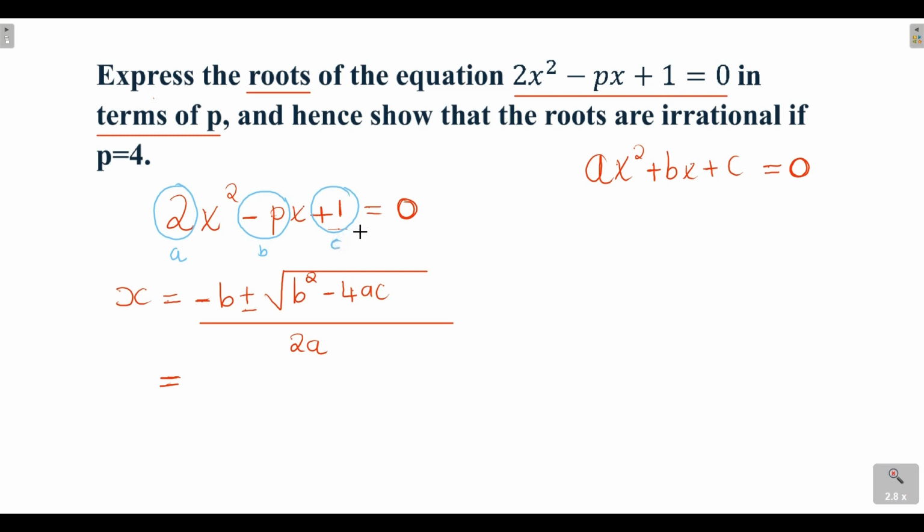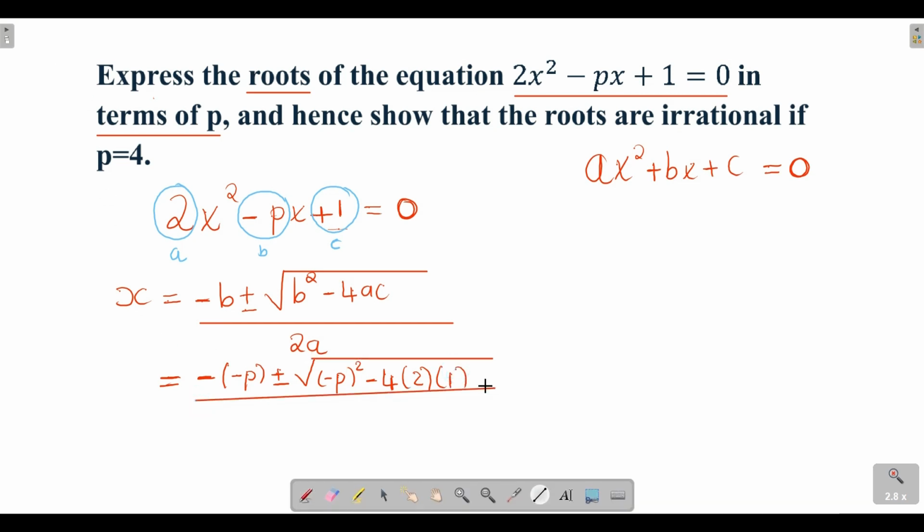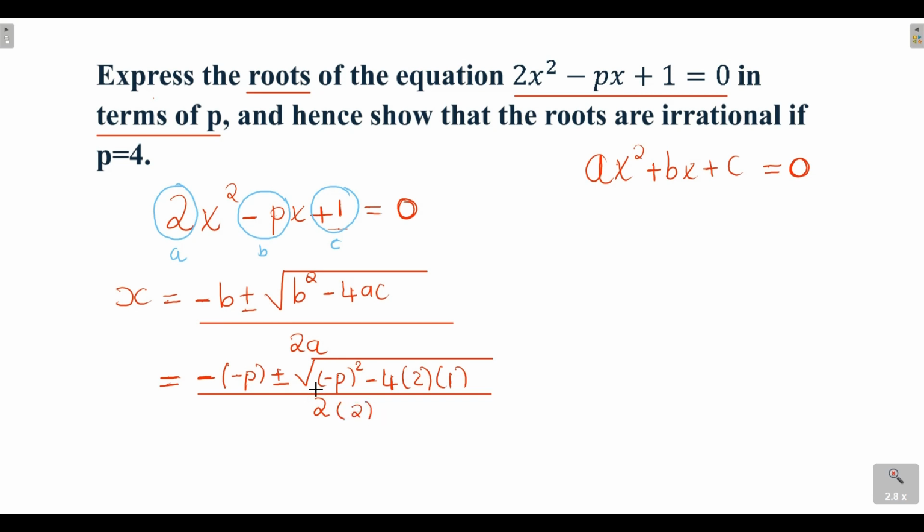All right, so let's substitute those values into this formula. So it's minus, what is our b? It's minus p, plus or minus, minus p all squared, minus 4, what is our a? It's 2. What is our c? It's 1, all over 2, what is our a? 2. All right, you can simplify this further.